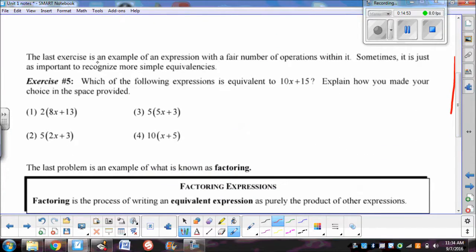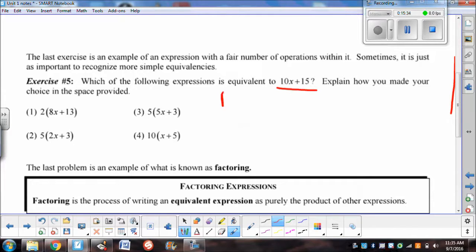Then in exercise 5, it says the last exercise is an example of an expression with a fair number of operations within it. Sometimes it is just as important to recognize more simple equivalencies. So it says, which of the following expressions is equivalent to this? Explain how you made your choice in the space provided. So I'm looking at this, and then I'm examining my choices, and I'm saying, looks kind of the reverse of what we've been doing. Down here in my choices, it looks like some distributing needs to be done, but up here in the original problem, it looks like maybe distributing has already been done.